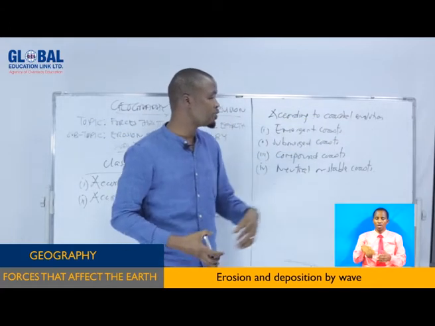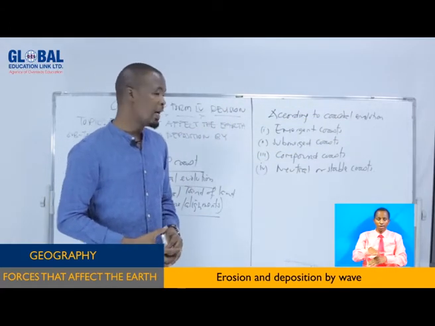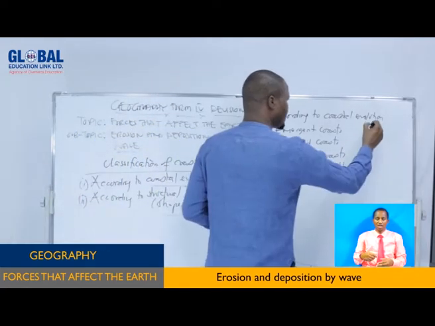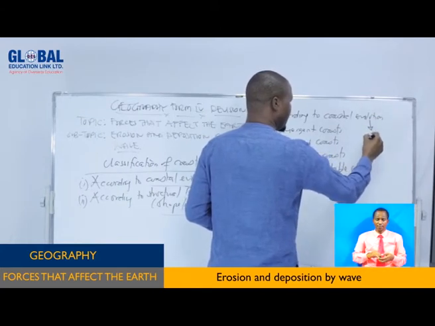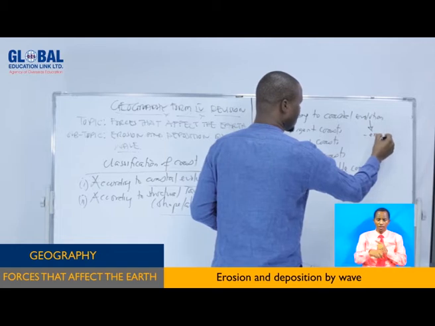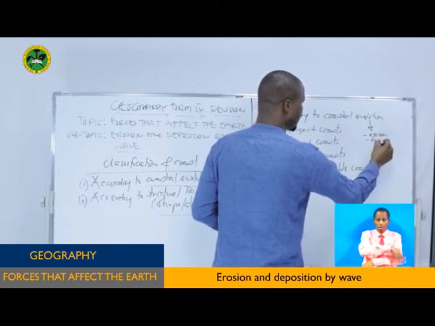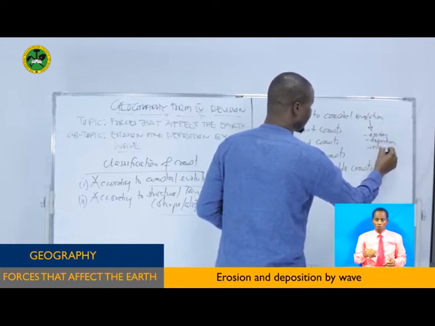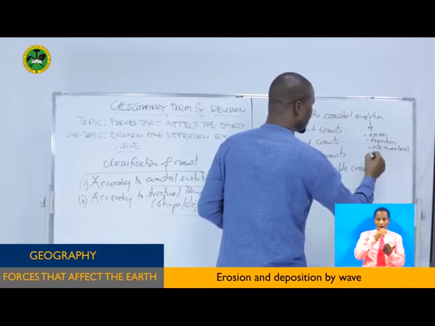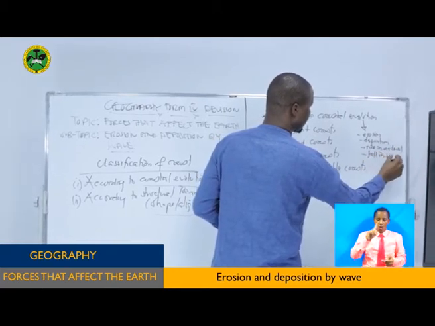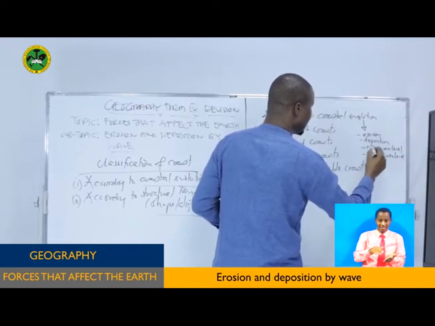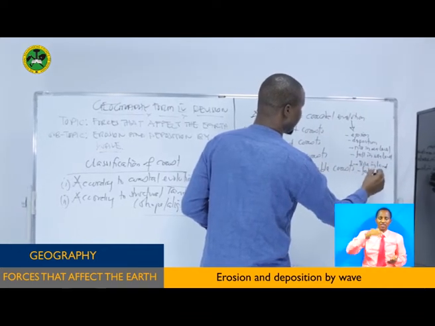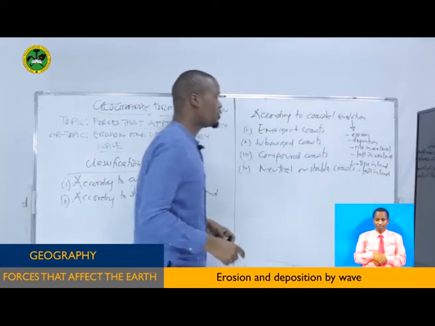When I say coastal evolution, it means we are talking about different changes which take place at the coastline area as a result of the following. Either there is erosion at the coast, or there is deposition at the coast, or there is rising sea level, or there is fall in sea level, or there is rise in land, or fall in land. So these are what we call the coast evolution.